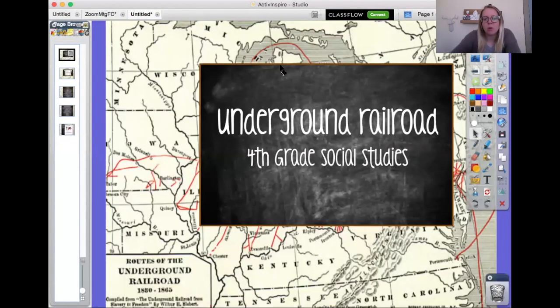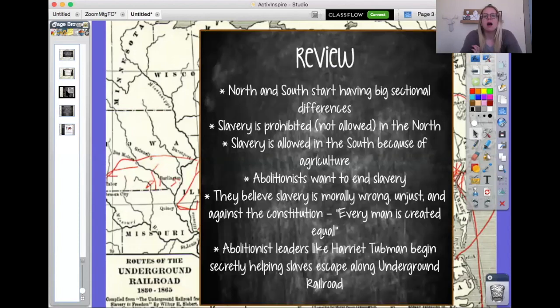Okay, so we're talking about the Underground Railroad. Our review from last week was that the North and South started having big sectional differences. Those sectional differences were the ones that were local in the towns and the neighborhoods, but then remember they kind of spread out and became bigger problems for our country.